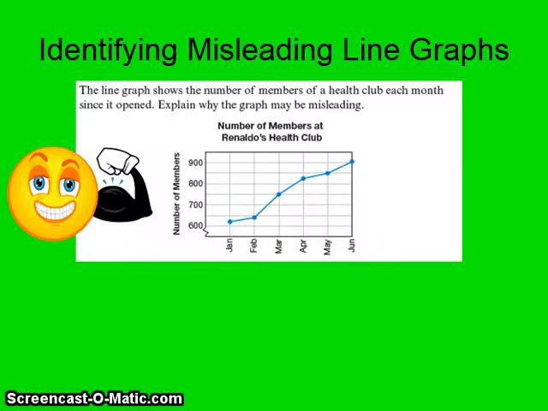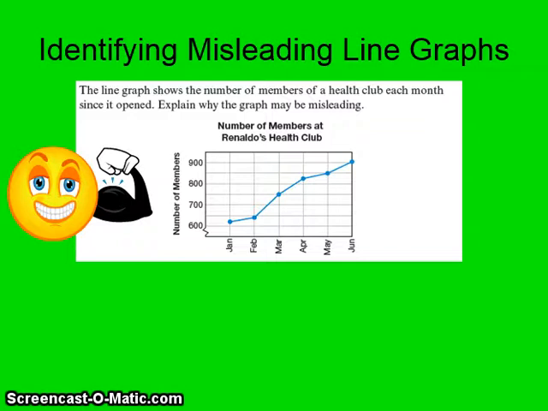Now, there are lots and lots of ways that graphs can be misleading. Sometimes it has to do with the axes, sometimes it has to do with the title, or how the axes are labeled, or what the scales are. So we want to always be on the lookout to make sure that our data is being shown accurately.